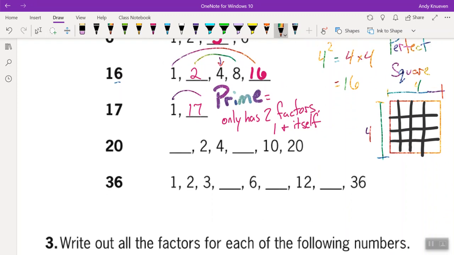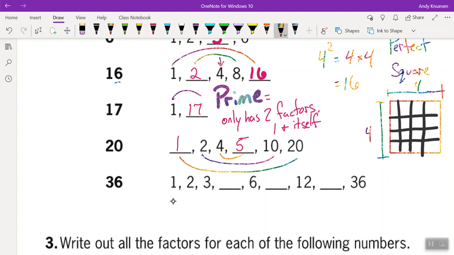All right, then for 20, now we're getting more numbers here. Like we said, we always will have 1 in that number, so 1 and 20. And then I know it's even, so 2 and 10. And then I have 4 and 5. All of those are factors of 20. And do you see how, give yourself some space here when you start writing them out, when they don't just give you the blanks.